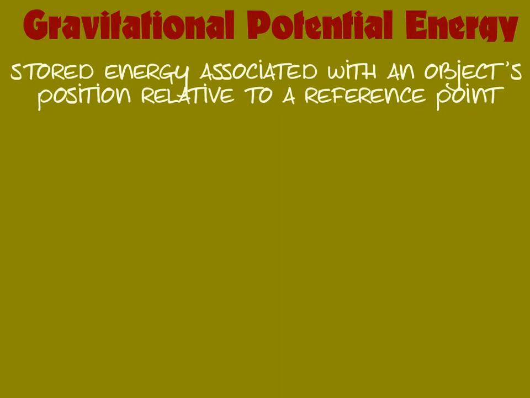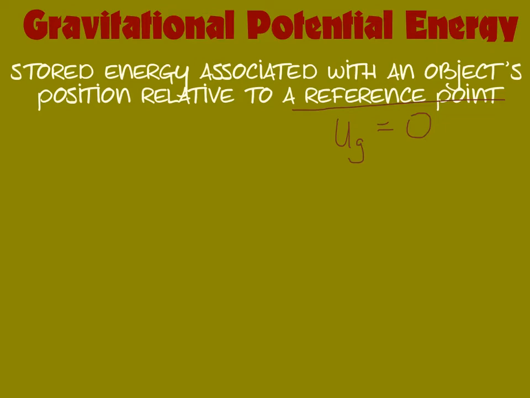Gravitational potential energy is the stored energy, or potential energy, that is associated with an object's position relative to a reference point. A reference point is actually more of a level where we assume the gravitational potential energy to be zero. So at this point, gravitational potential energy is zero. You'll notice that symbol U sub G is the symbol that we use for gravitational potential energy.